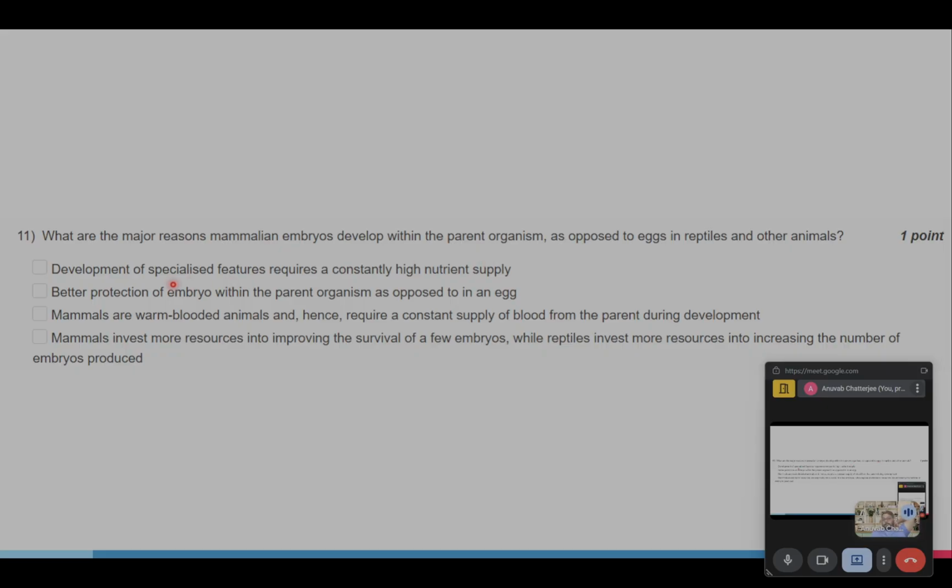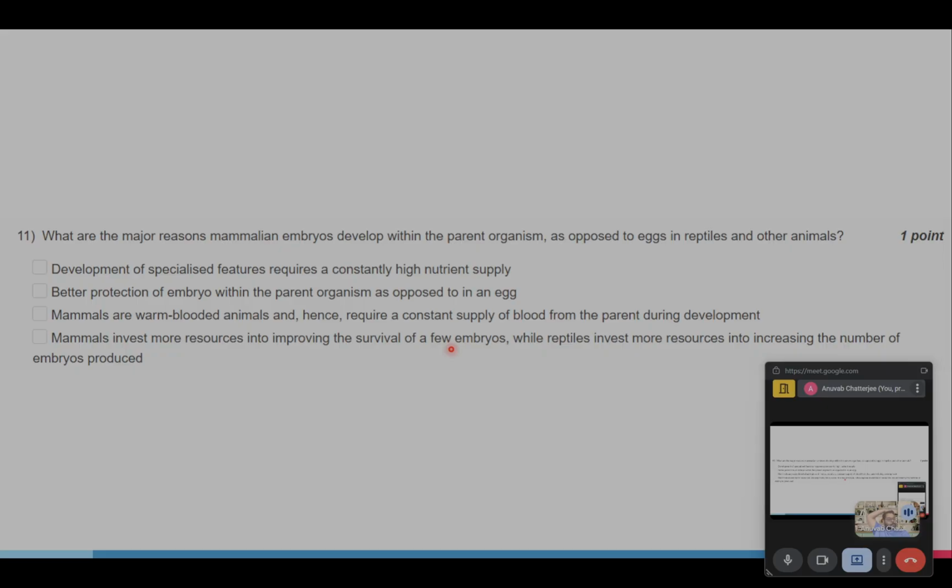Development of specialized features requires a constant high nutrient supply, which is given by the mother via the placenta. Better protection of the embryo within the parent organism as opposed to in an egg. Mammals are warm-blooded animals and hence require a constant supply of blood from the parent during development. This is a very important one. And mammals invest more resources into improving the survival of few embryos, while reptiles invest more resources into increasing the number of embryos produced.